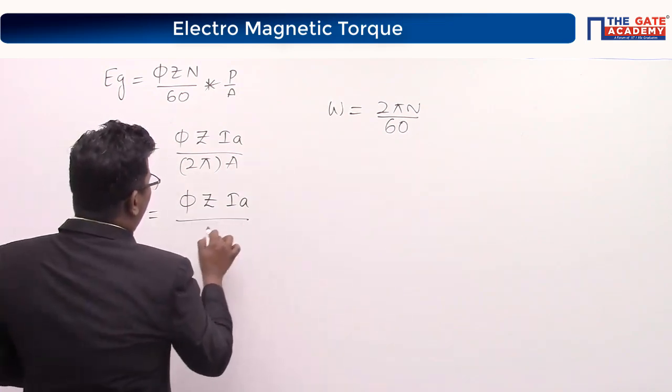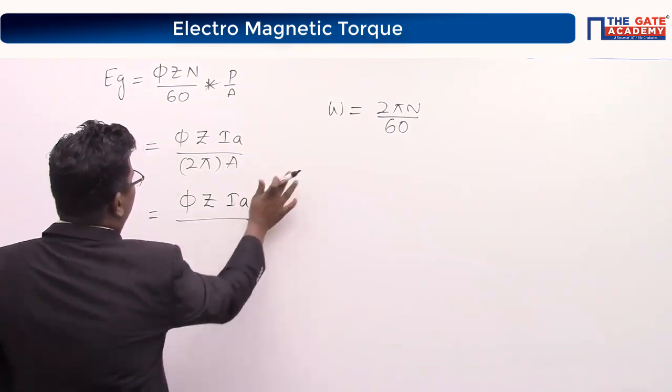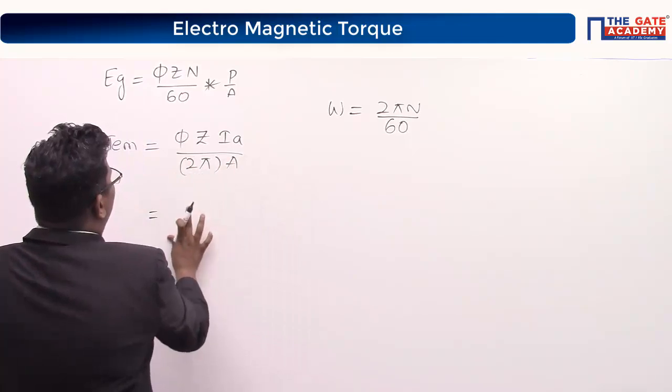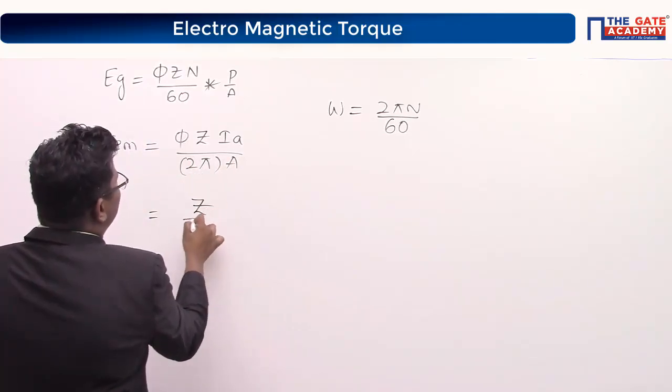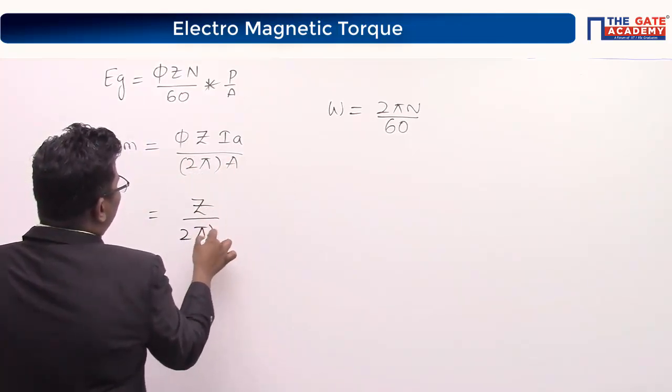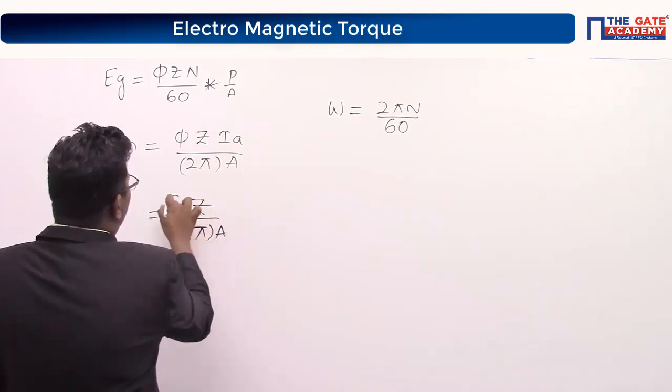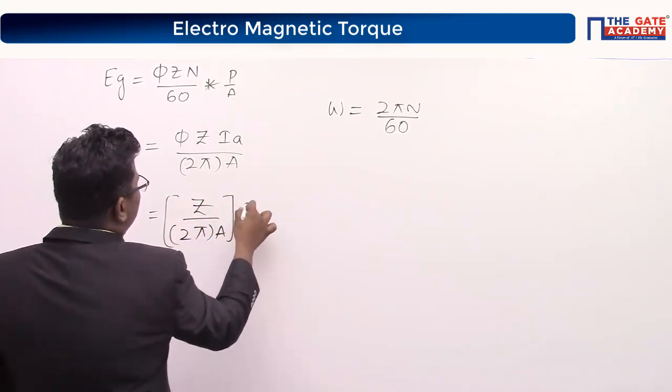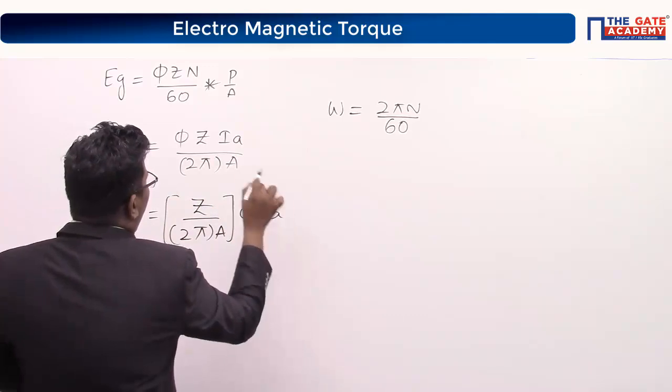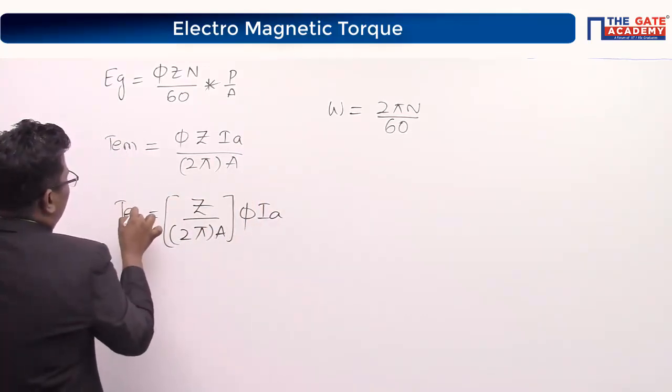Or else leave. No, nothing will happen. I want to rearrange this. After designing, Z is a constant, 2 pi is a constant, A is also constant. This whole part is constant, right? K into 5.